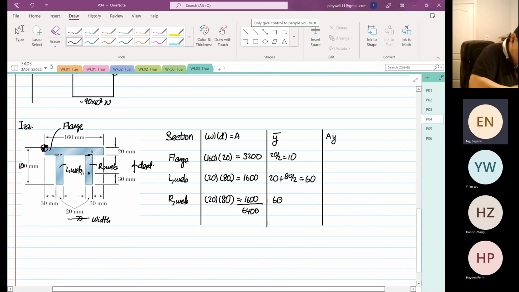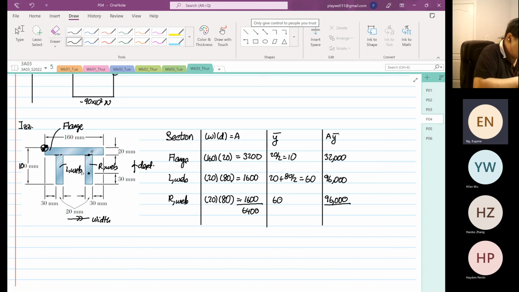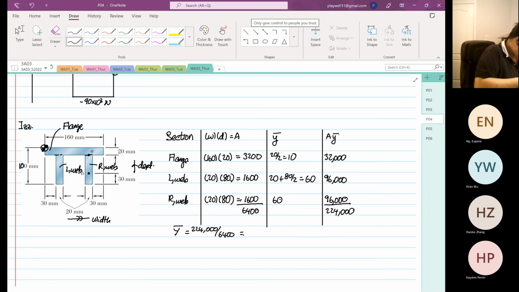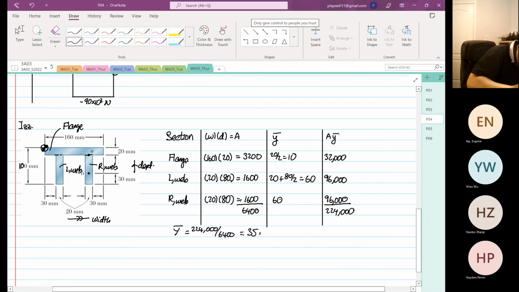And then next, we can determine A y bar. So 3200 multiplied by 10 is equal to 32,000. 1600 multiplied by 60 is 96,000, and the other web is also 96,000. Let me do it again. 32,000 plus 96,000 plus 96,000 is 224,000. So we get our Y bar now: 224,000 divided by 6400, which is equal to 35 millimeters from the top.